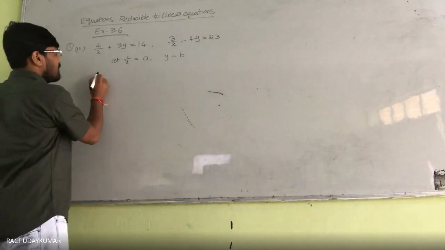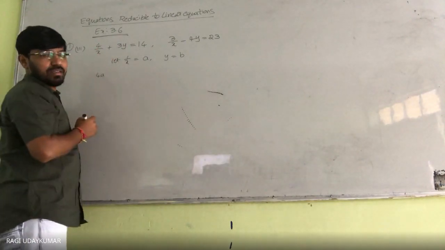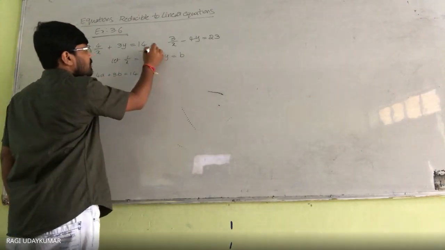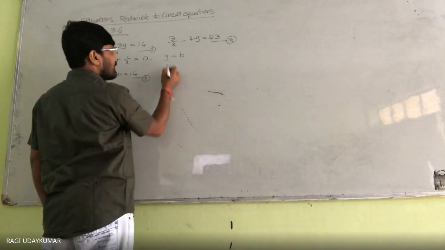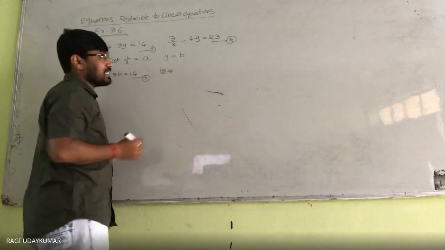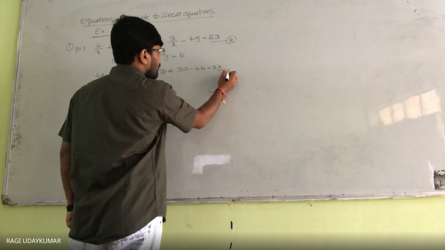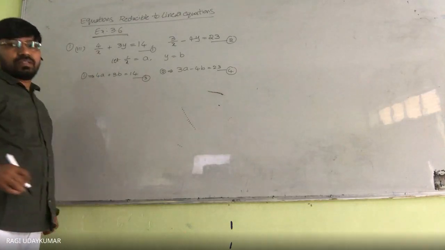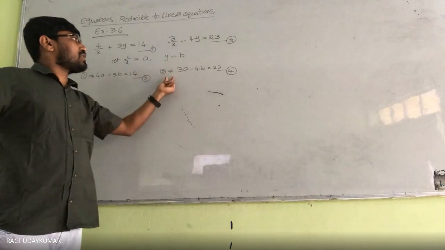So then the equations will be transformed into 4a, 4 into 1 by x plus 3b is equal to 14. This equation you consider as 1, this equation you consider as 2. Here we are going to get 3, and the second equation will be transformed by considering this one: 3a minus 4b is equal to 23. This you consider as the fourth equation. First equation will transform like this, by considering this. Second equation is transforming like this.